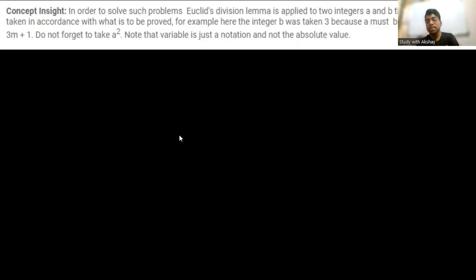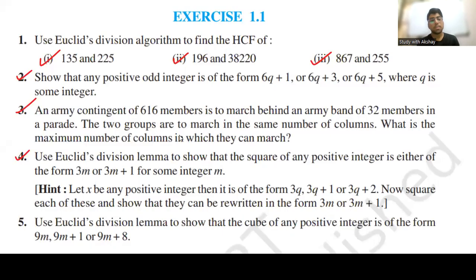Let's move ahead further. We're done with the fourth one. Fifth one, use Euclid's division lemma to show that the cube of a positive integer is of the form 9m, 9m plus 1, or 9m plus 8. Try it out, dear children. In another few minutes, I will display the solution. You can keep on trying it by pausing the video.